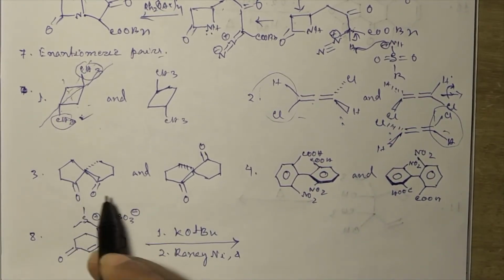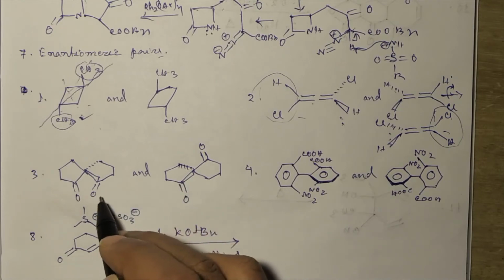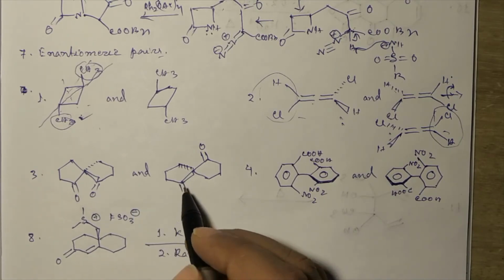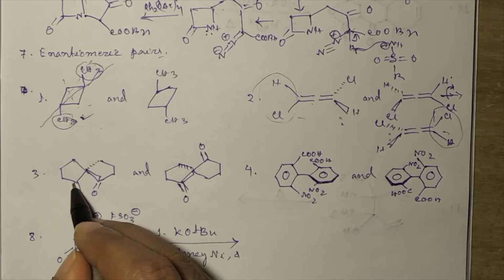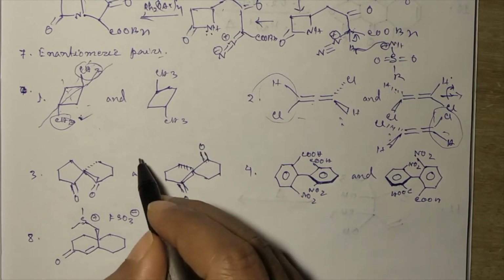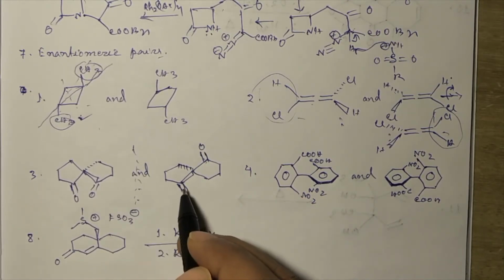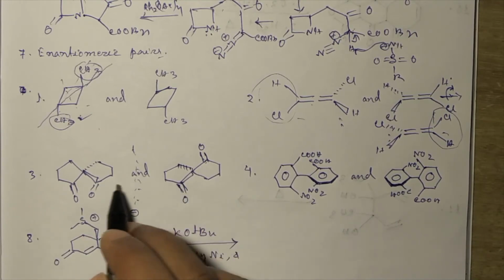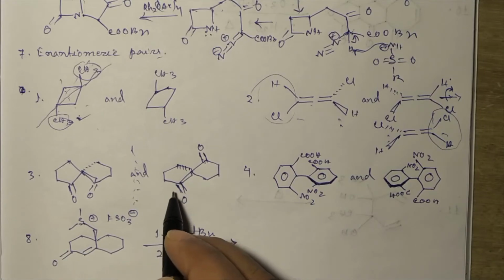Now between these two, here as we can see that the carbonyl group is here, but another carbonyl group is on this side. So if we place a mirror plane between these two, then these two are not mirror images of each other, so these two are also not enantiomers.